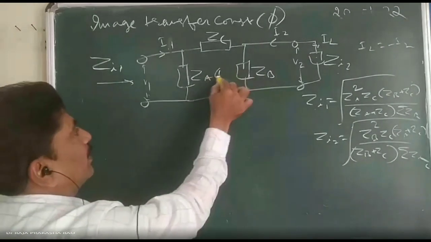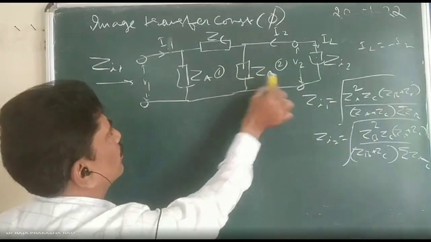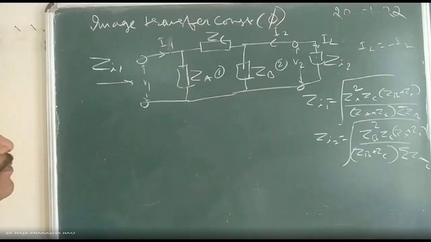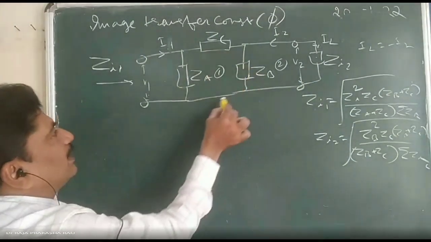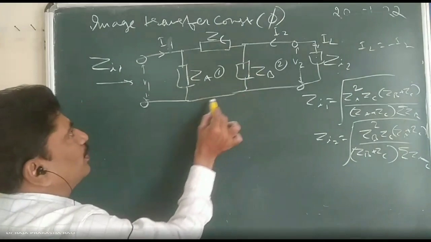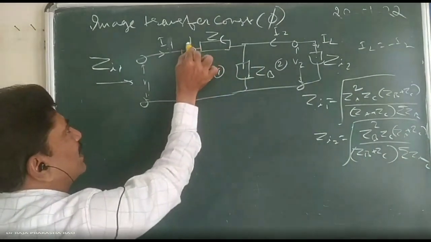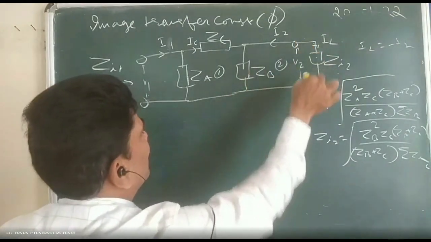Let this be loop number 1 and let this be loop number 2. For finding the ratio of I1 and IL, I am considering these two loops. I am not considering this loop. Can anybody tell me how to find the equation corresponding to this loop? Let the current IC be flowing, and here IL is flowing.